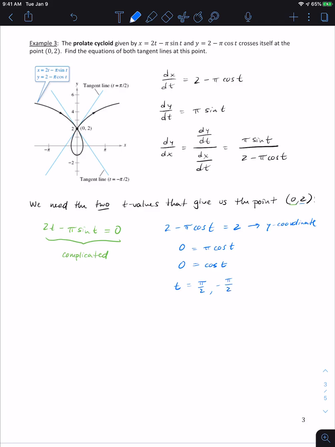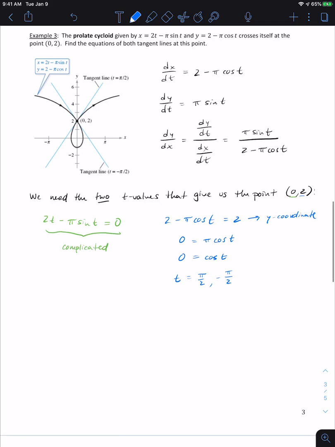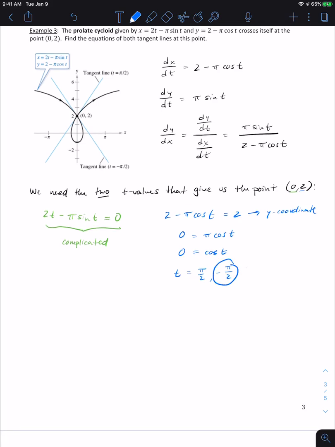All right? I could have picked 3 pi over 2, but if we look at our equations here, notice that these have exactly opposite slopes. And so our equation will actually end up looking better if I have t equals pi over 2 and t equals negative pi over 2. It'll give us the same answer. I could have put 3 pi over 2 here, because 3 pi over 2 also gives me the same values.